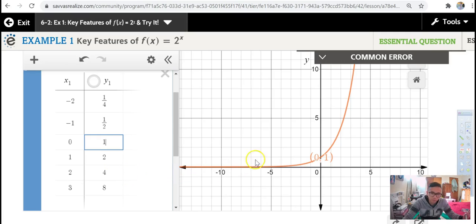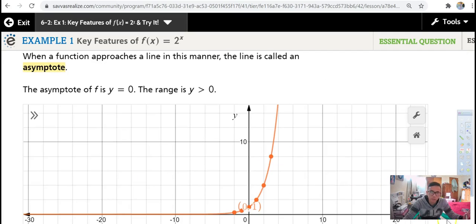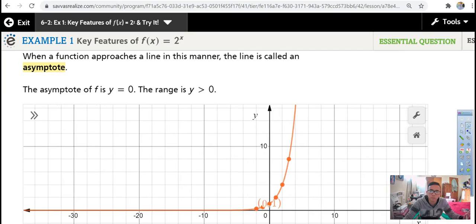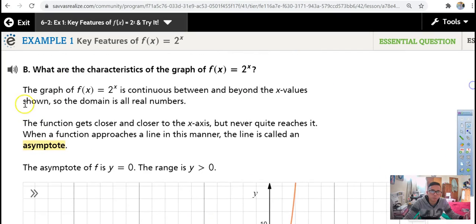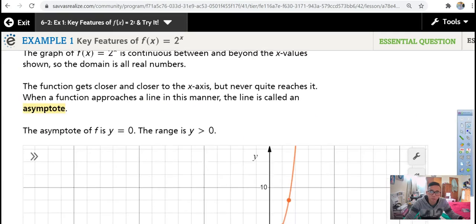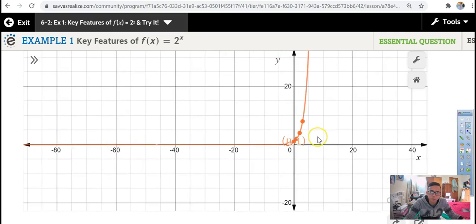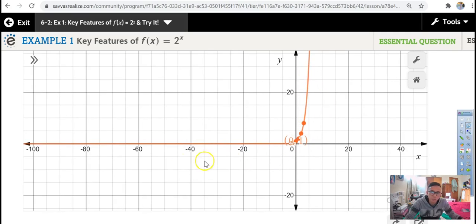What else can we say about this graph? So let's take a look at this question here. It says, what are the characteristics of the graph of f of x is equal to 2 raised to x? The graph of f of x is equal to 2 raised to x is continuous between and beyond the x values shown, so the domain is all real numbers. It is because every single value of x has a designated partner for the range of it.